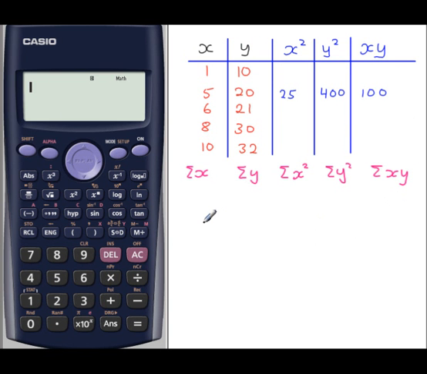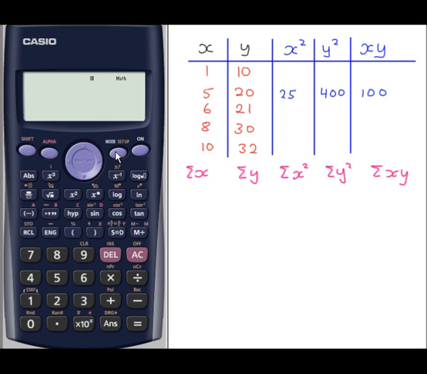In this example, I have some bivariate data, so x and y are both variables, and what I would like to work out are all of these values here. So what's the sum of all the values in this column, the sum of all the x squared values, and so on. These may be useful to calculate other things using standard formulae from the formula book.